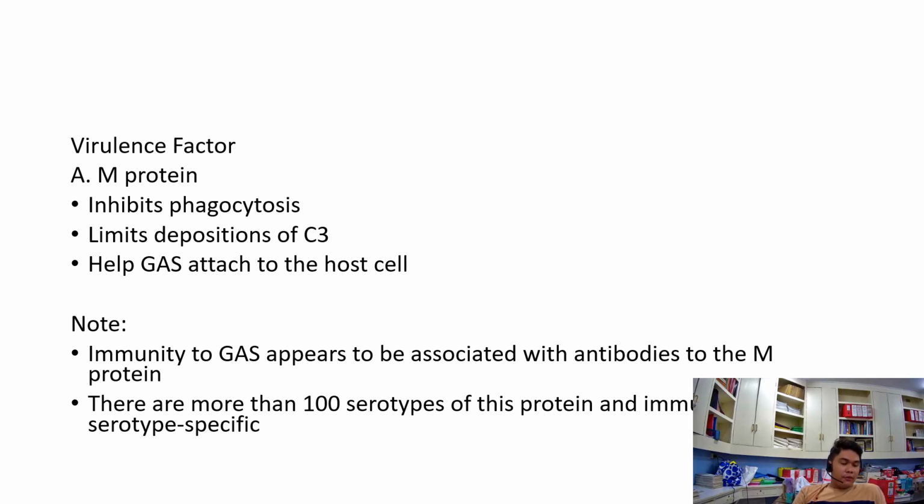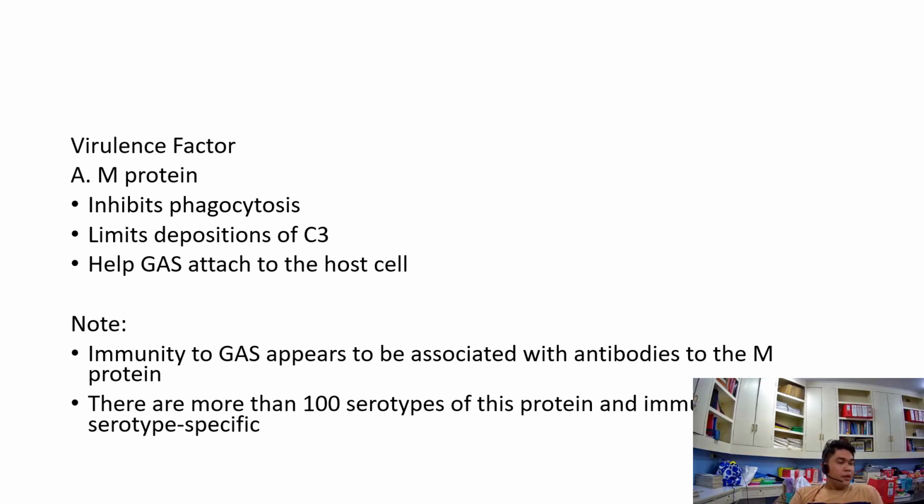Regarding the virulence factor of S. pyogenes, the primary virulence factor is M protein. M protein inhibits phagocytosis. So how does strep pyo avoid the immune system of the host cell? By producing M protein, because M protein inhibits phagocytosis, so it avoids engulfment.